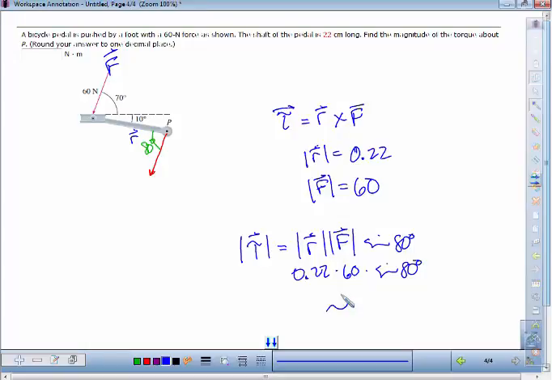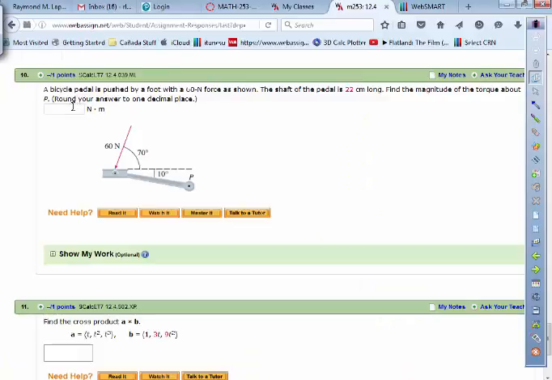So the distance is already in meters, and then the force is in newtons, and then the sine of the angle has no units, and so this will become Newton meters. Okay? Should we check it? I mean, are we good? What is it? Let's see what they're asking for. Round to 1 decimal, so I guess 13.0.